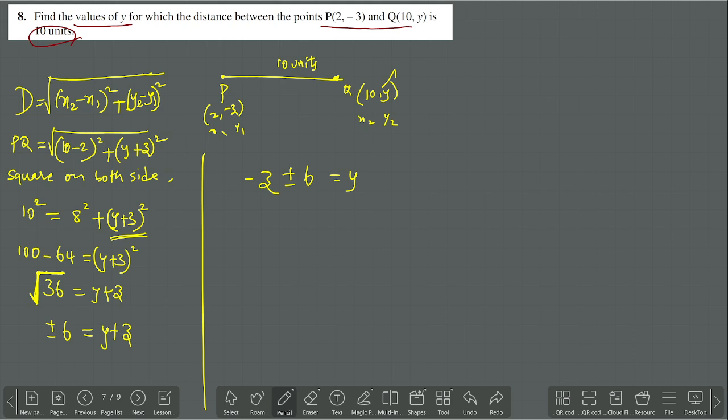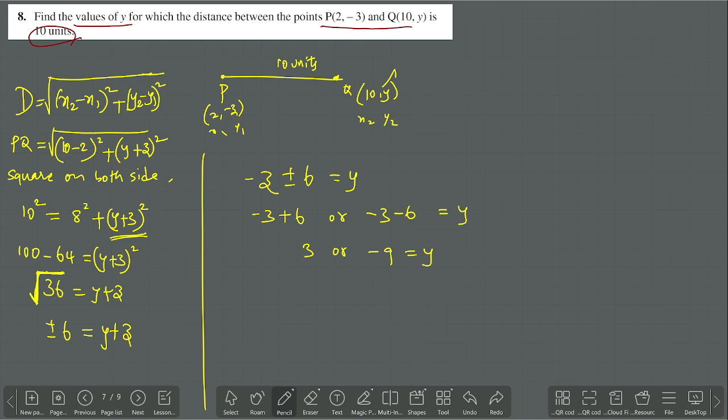Understand? Now minus 3 plus 6, or minus 3 minus 6, both are y. Plus or minus in the sense it can be plus or minus, so I am giving both. Here what will I get as the answer? Plus 3 or minus 9 equal to the y value. Understand? So any one can bring 10, or both can bring 10. Better you just check it one time.